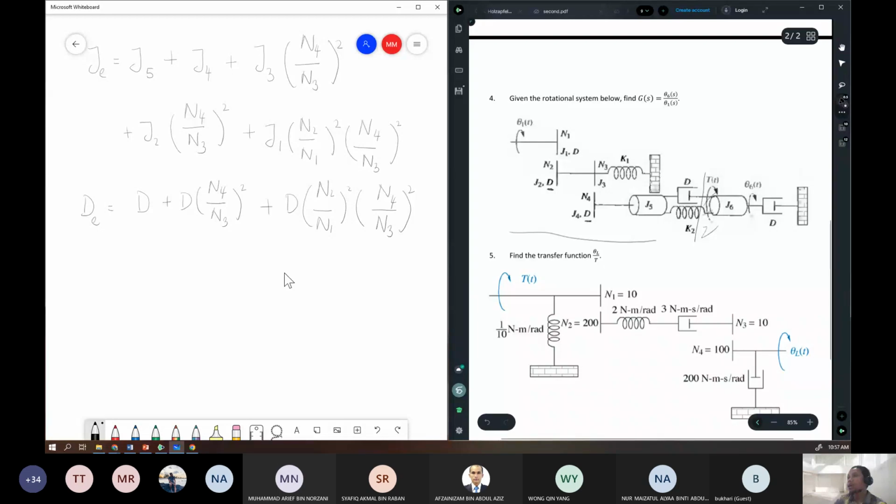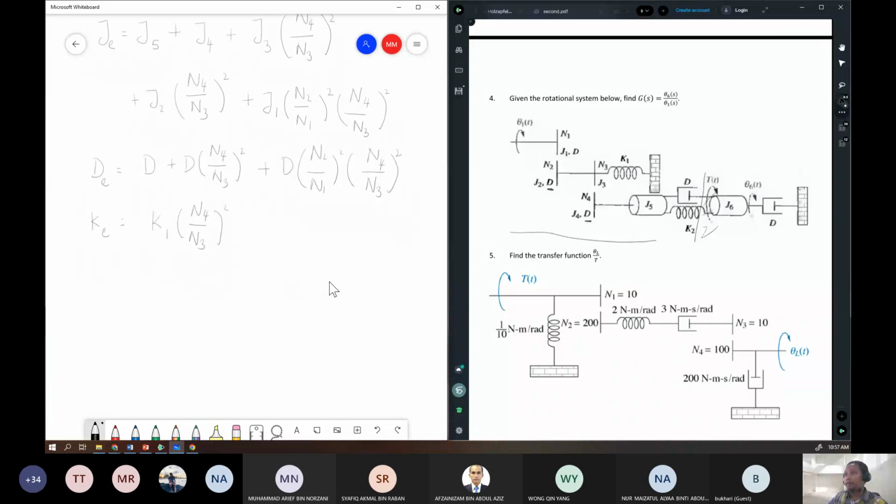And then lastly, the K equivalent. Similar to the damper, you cannot add to K2, so you only transfer this K1 here. K1, you multiply with N4 over N3. Then let's redraw the system first before you find or draw the free body diagram.